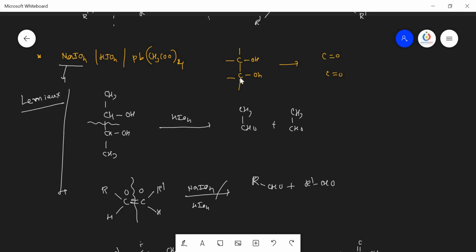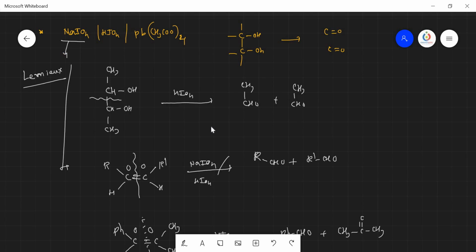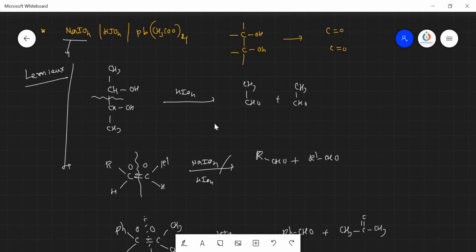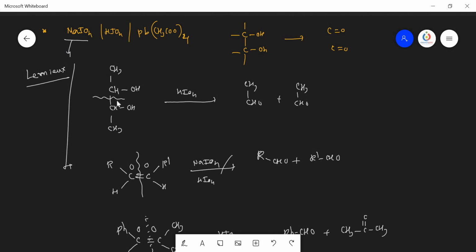When two OH groups are placed on adjacent carbon atoms, the bond between those two carbon atoms will be broken and these two carbon atoms will be converted to their respective carbonyl parts. Not only that, even alkenes shall be oxidized just like in ozonolysis. See here, we will take one example.